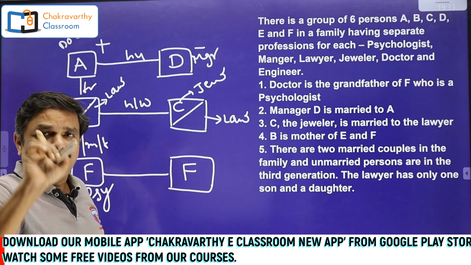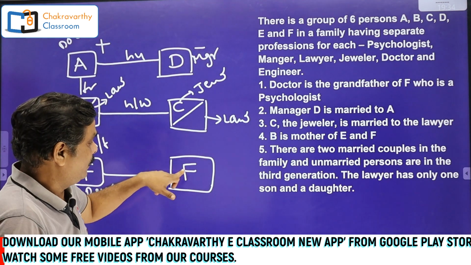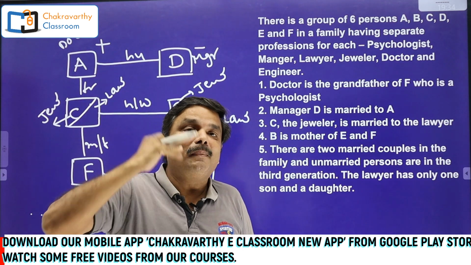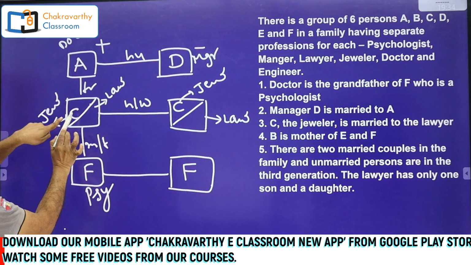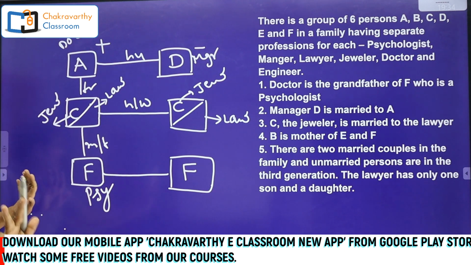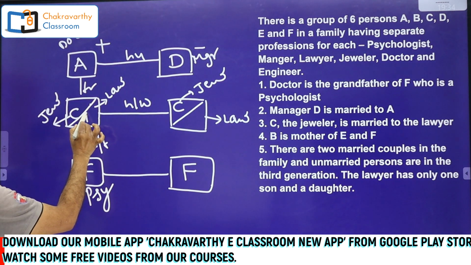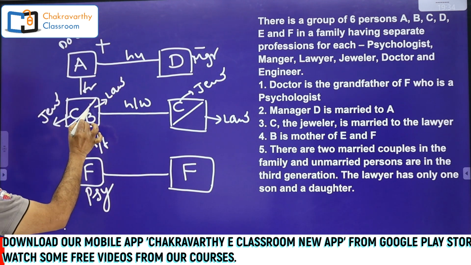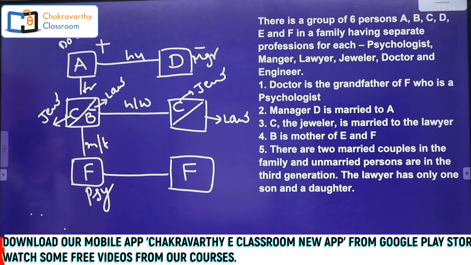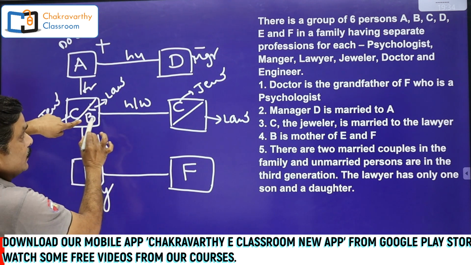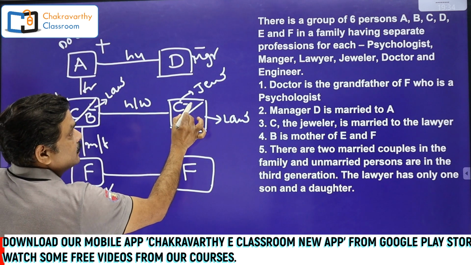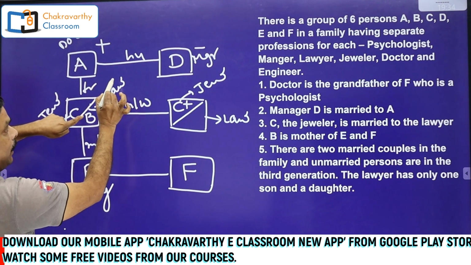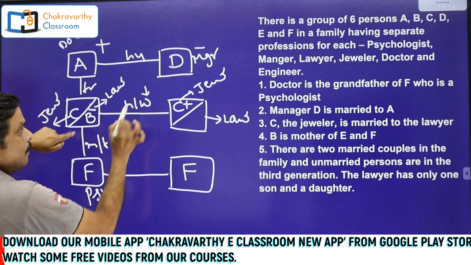With the help of this one, the first primary conclusion I can take is that F's place is confirmed. Then where shall I keep B? Now B is mother of E and F. Mother of E and F means here or here. So very clearly students, if you keep B here, obviously B's profession is lawyer and B is a female. I'm keeping minus here, female. And if B is here, C must be here, C must be male. In that case, you need to read B, female, lawyer, is wife of C.